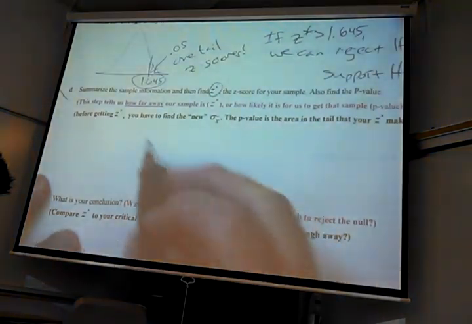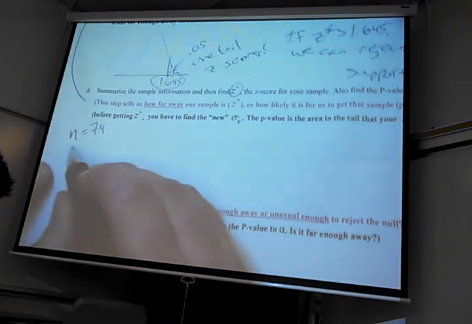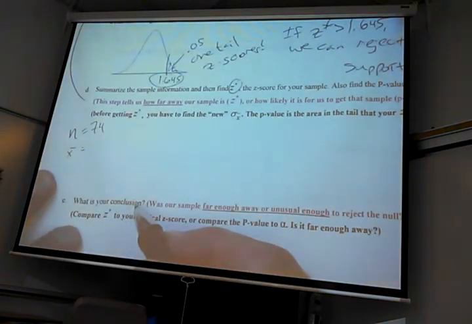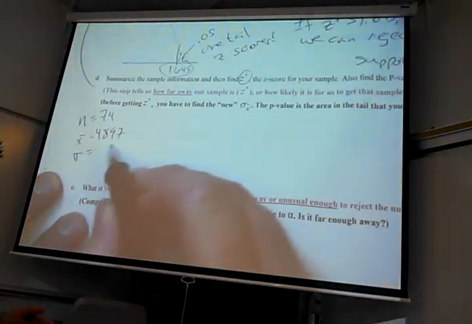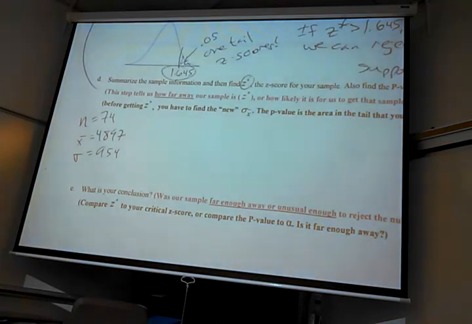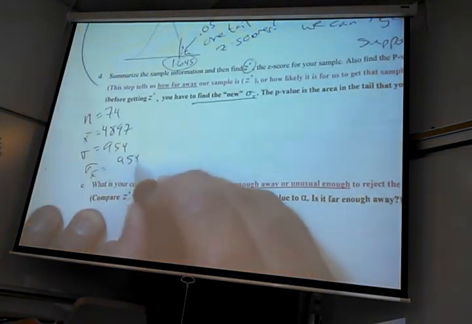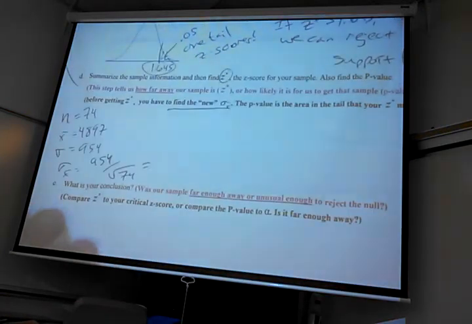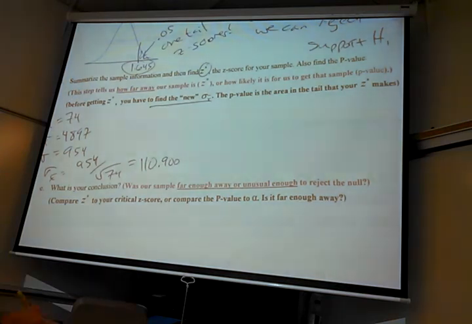So what do I know from my sample information? Somebody help me out. What's the N from my sample? 74. What's the X bar? 4,897.11. And the standard deviation was 954. And before I make a z-score, what do I have to do? You have to find a new standard deviation, right? So sigma x bar would be the old one divided by the square root of n. And that, of course, is something. 110.9? Is that what you guys got? Yeah, 110.9, basically. Cool.